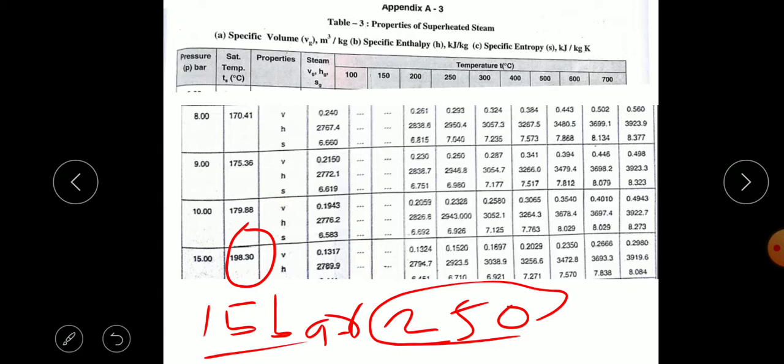Next we will solve numericals on this using the steam tables.